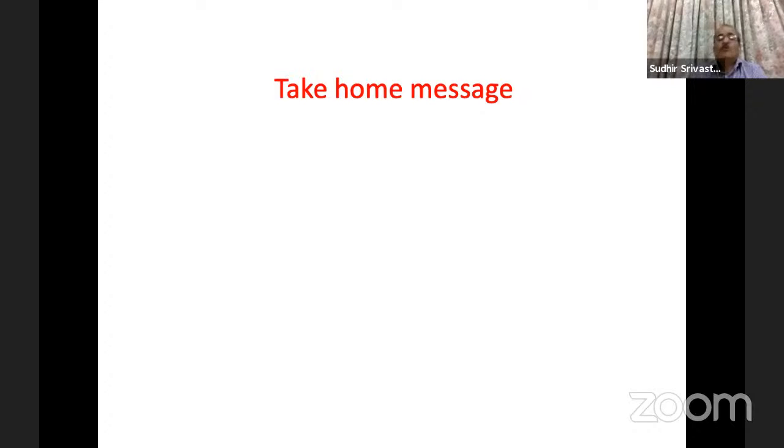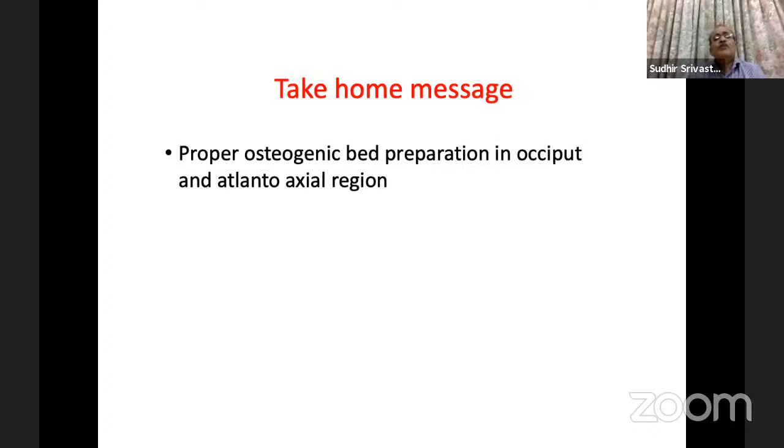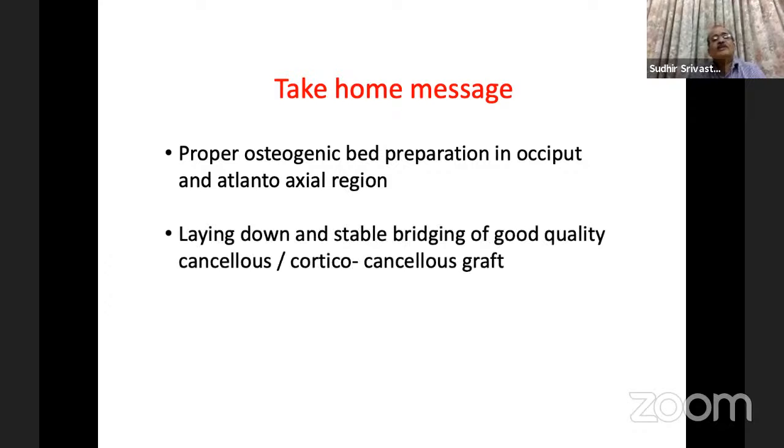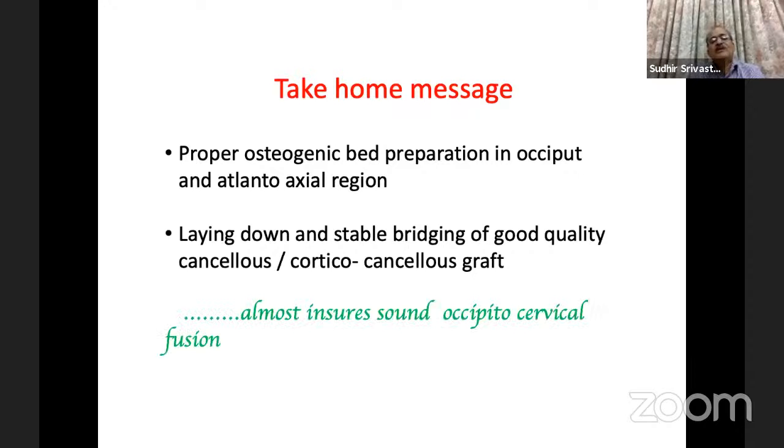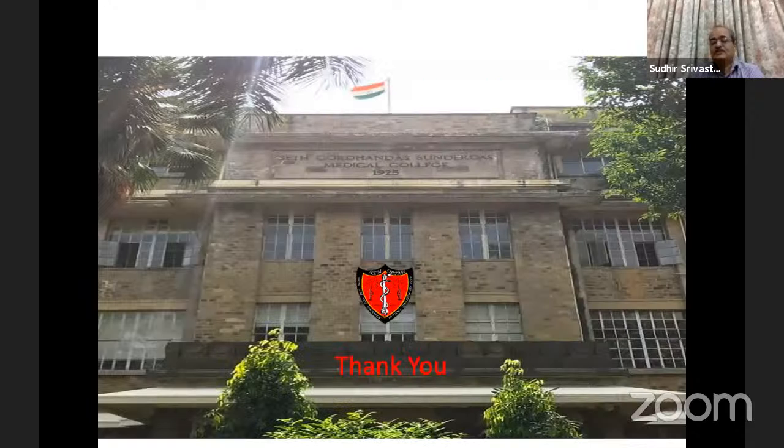So what is the conclusion? Proper osteogenic bed preparation in the occiput and atlantoaxial region, laying down and stable bridging of good quality cancellous or corticocancellous graft almost ensure sound occipito-cervical fusion. I thank you very much for your kind attention.